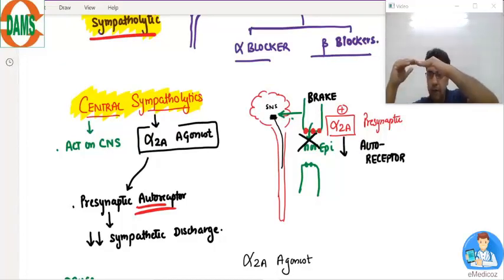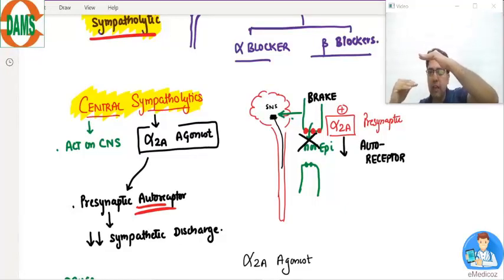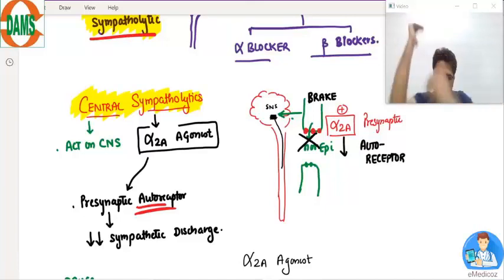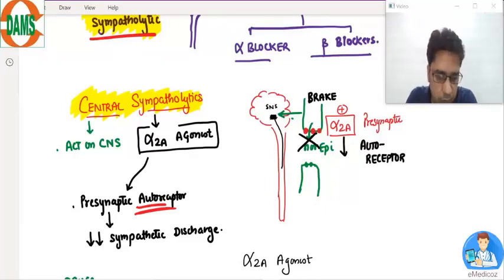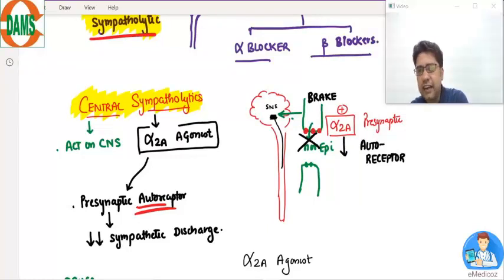This is normal BP. You are giving clonidine, BP is low. Clonidine is given for the treatment of hypertension. So BP is low. When you stop clonidine, the BP will rather shoot up. This is known as rebound increase. Okay? Rebound increase. Clonidine causes dry eyes and dry mouth because of some sympathetic cholinergic nerves.